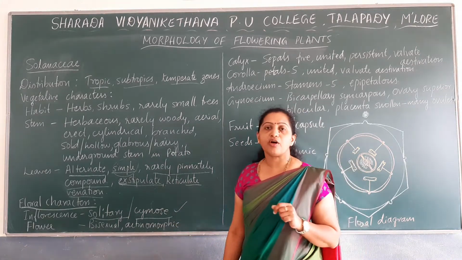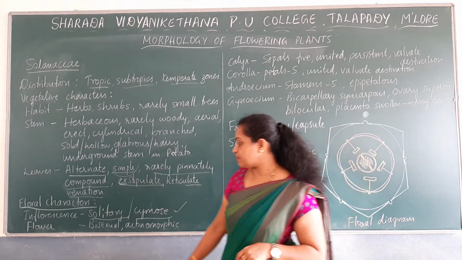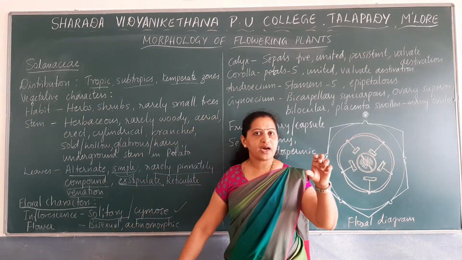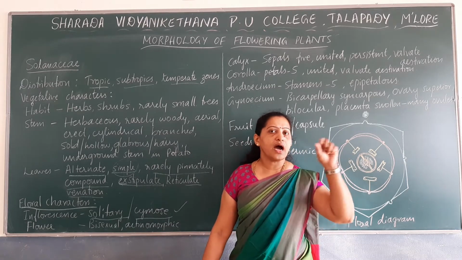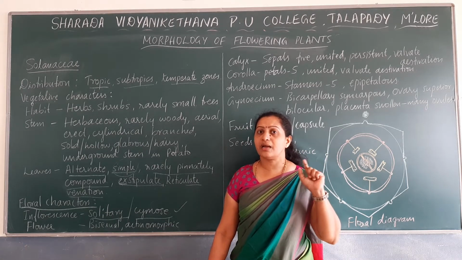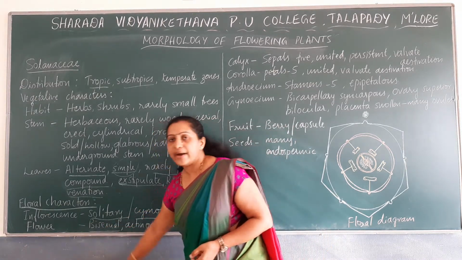So such a type of inflorescence is known as cymose inflorescence. Then coming to the flower. Flower is bisexual. You have to observe the flower and note down whether the stamens as well as carpels are present. If both stamens and carpels are present, it is termed as bisexual.